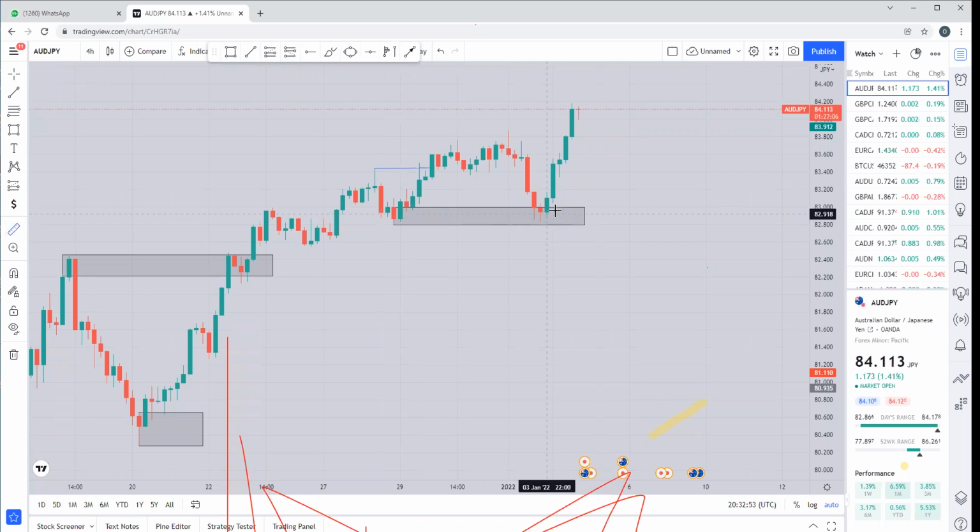Are you sleeping here, guys? Let's say that your entry was here. This is 114 pips in profit. Guys, are you sleeping? Are you here or not?